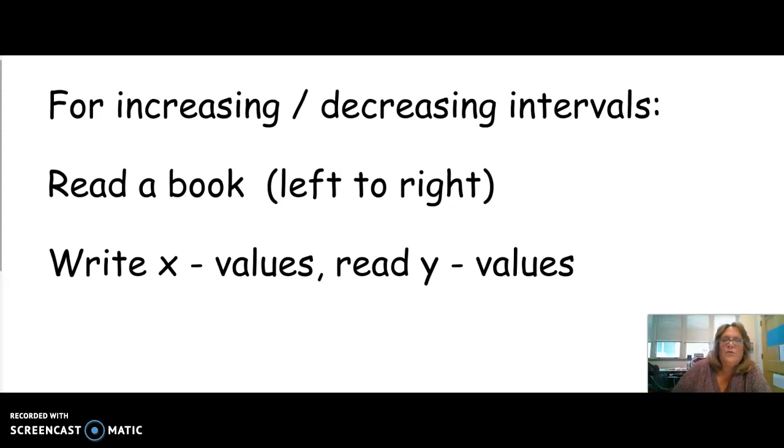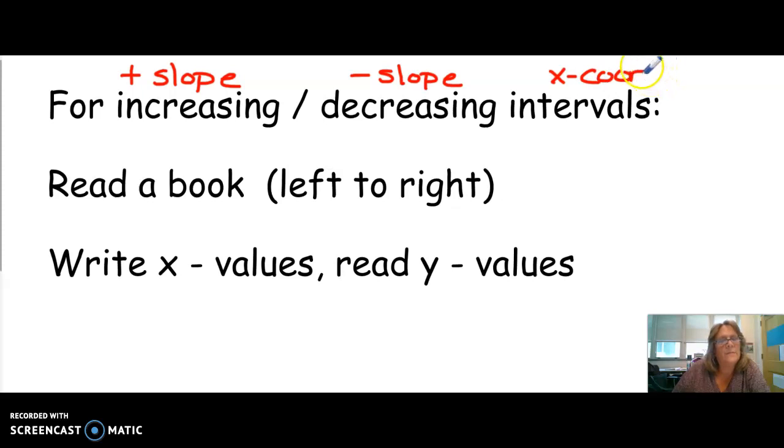When we talk about increasing intervals, we're talking about when we look at our graph and it has a positive slope, so it's rising as we look at it from left to right. When we talk about decreasing, that's a negative slope, so it's falling as we look at it from left to right. And when we talk about intervals, we're just looking at the x coordinates. So we really don't pay a whole lot of attention to the y values. We're just looking from left to right.